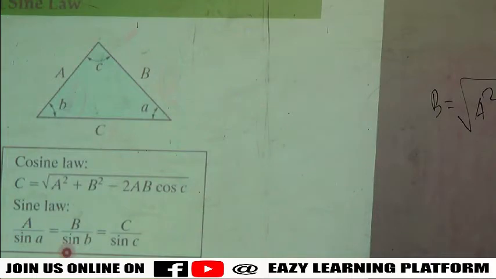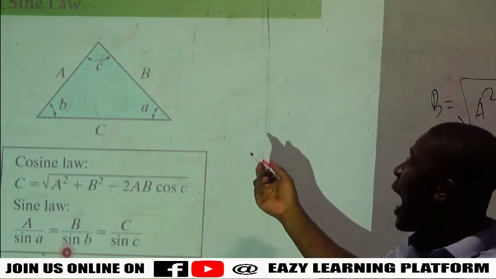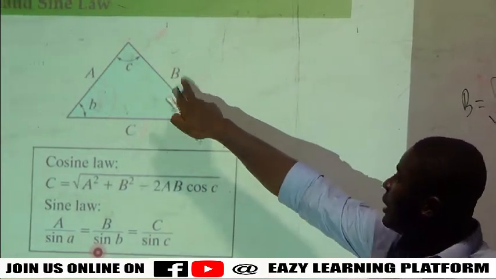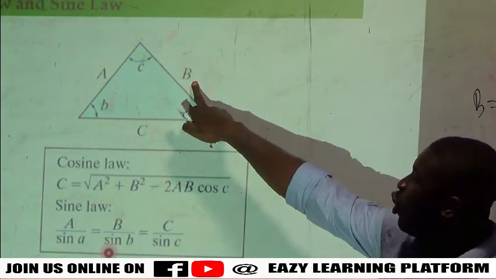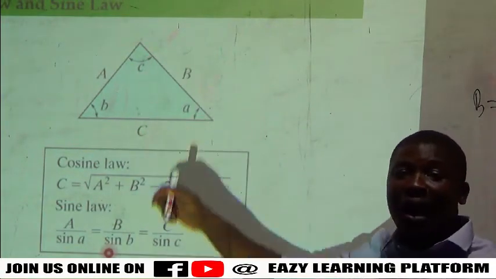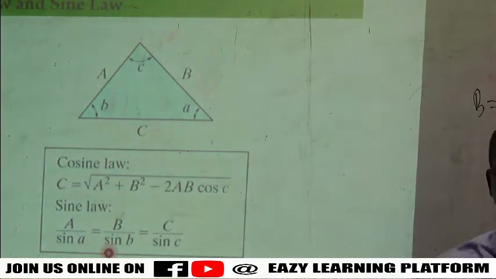That means that, assuming I know this side and I know this side, I can find any of what? The value represented there. So the sine rule or the sine law and the cosine law are going to help us to find the resultant force, provided it's not given to us vectorially, but we only know the magnitude.